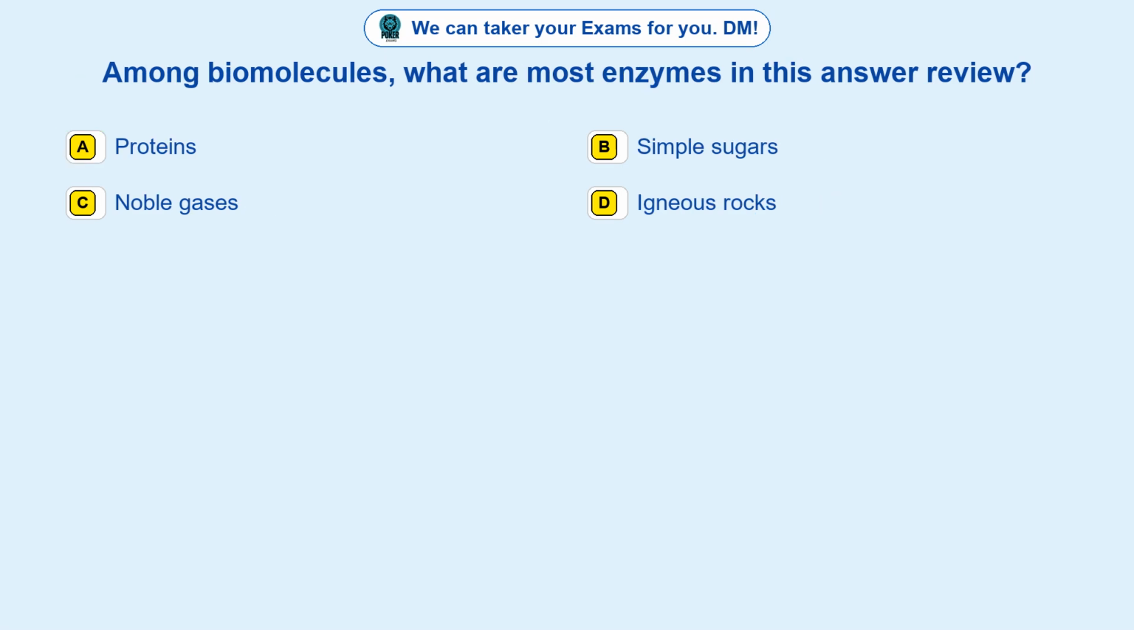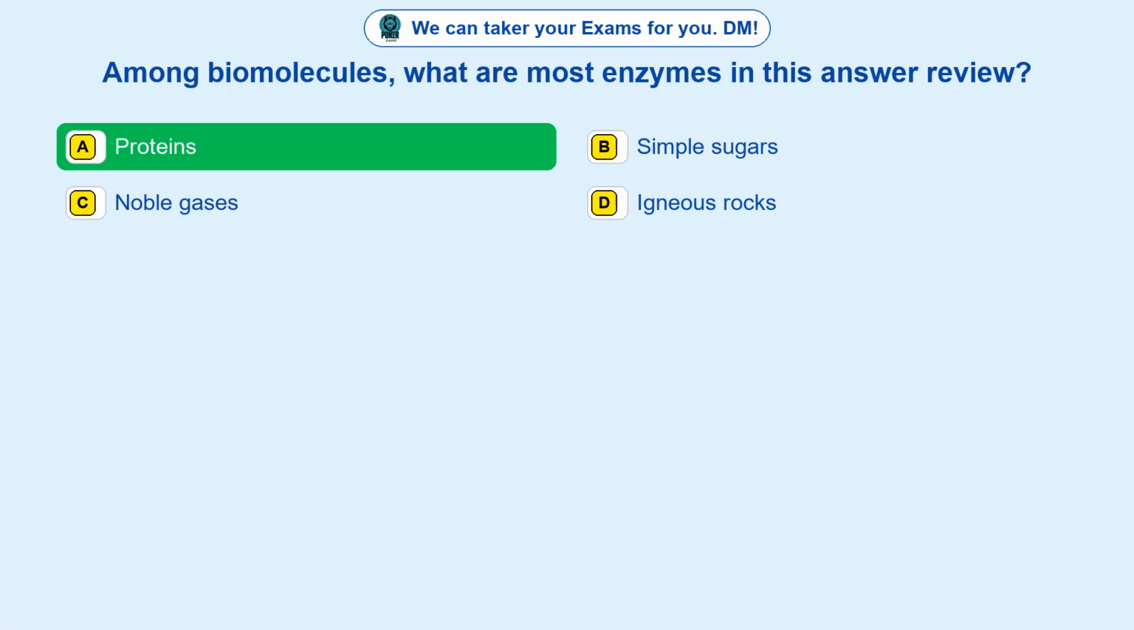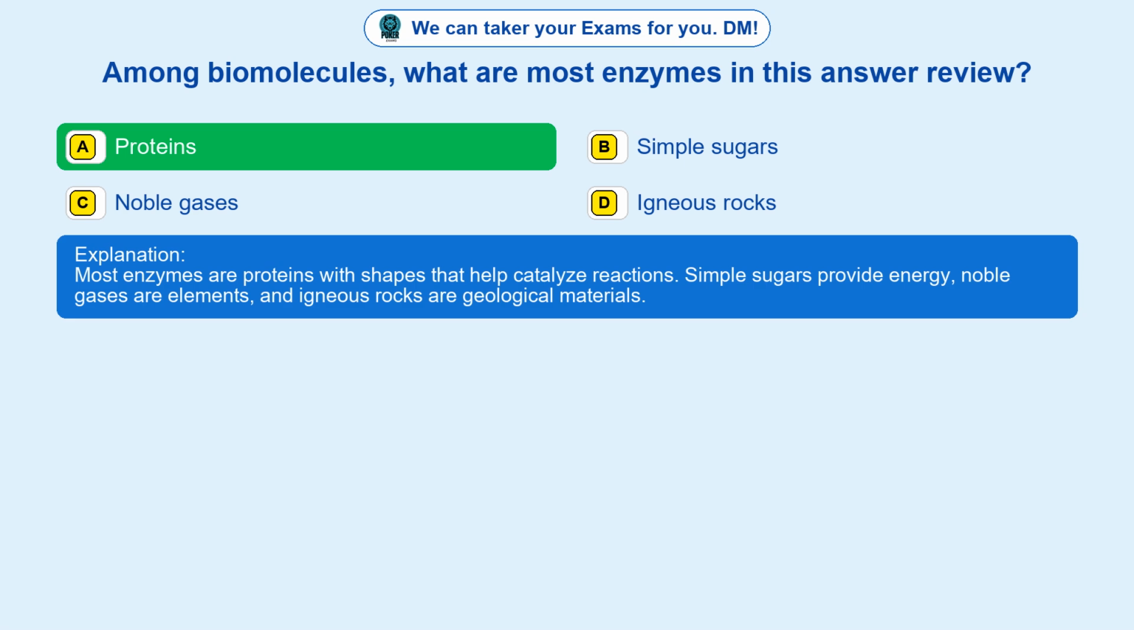Question 30. Among biomolecules, what are most enzymes in this answer review? Option A, proteins. Option B, simple sugars. Option C, noble gases. Option D, igneous rocks. The correct answer is option A. Proteins. Most enzymes are proteins with shapes that help catalyze reactions. Simple sugars provide energy, noble gases are elements, and igneous rocks are geological materials.